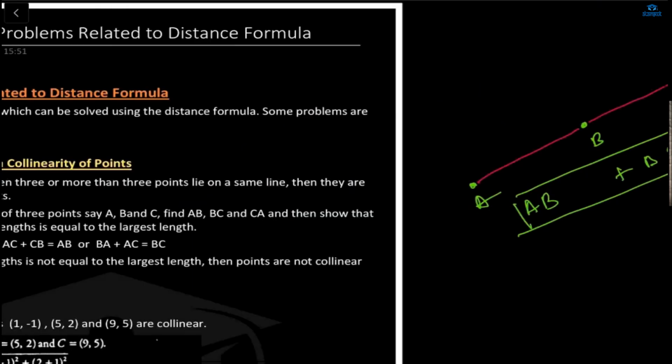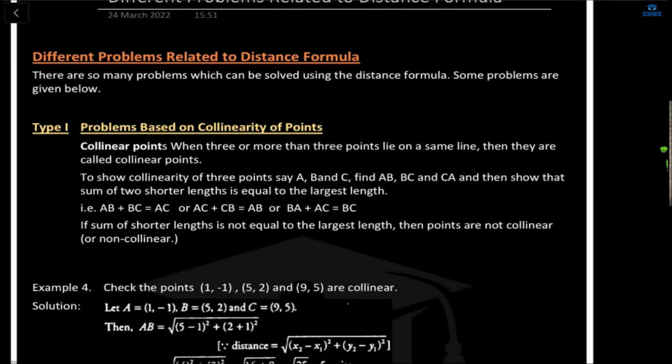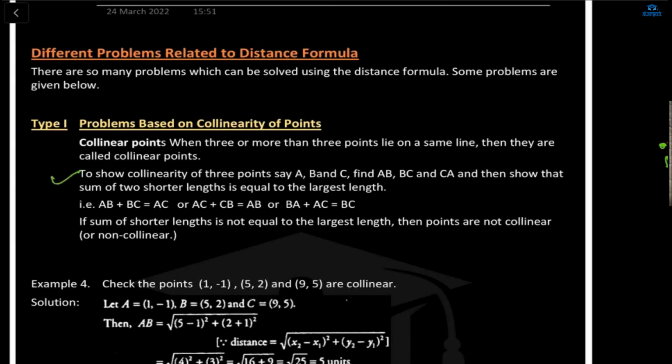You can see here, I mentioned: to show collinearity of 3 points A, B, and C, find AB, BC, and AC. First of all, you have to find the distance between all the 2 points. Then show that the sum of the 2 shorter lengths is equal to the larger length. Now, remember this. I have not mentioned this.